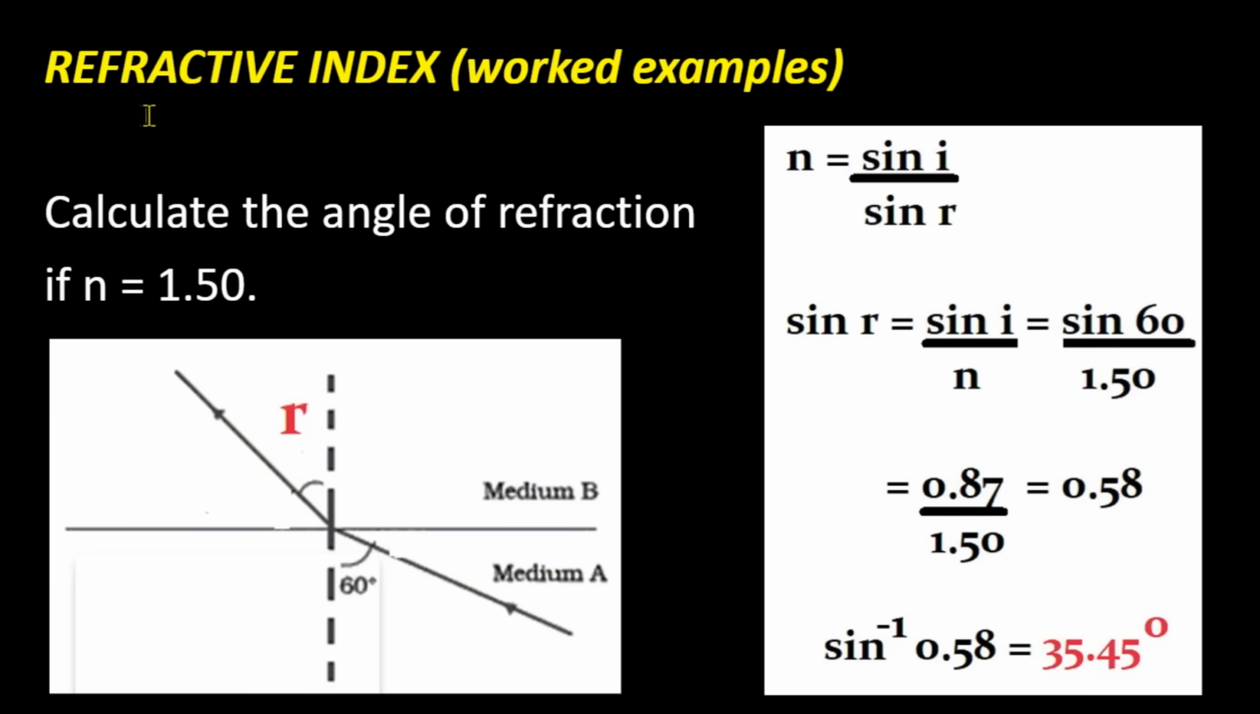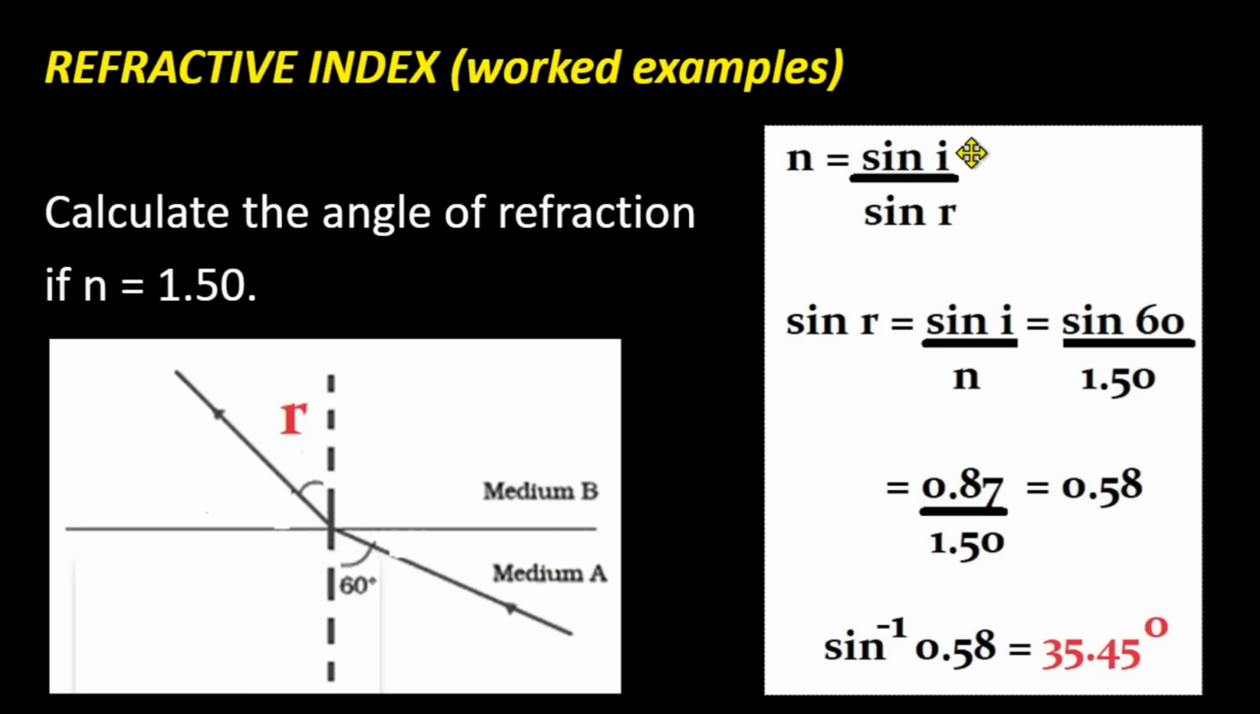Here we have another worked example for refractive index. Calculate the angle of refraction if n is equal to 1.5. Here we can see a light ray moving from medium A to medium B. The angle of incidence is 60 degrees, and we don't know the angle of refraction, but we know the refractive index is 1.5. We're going to write the formula here.